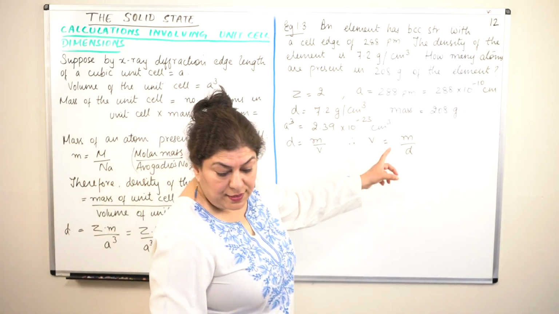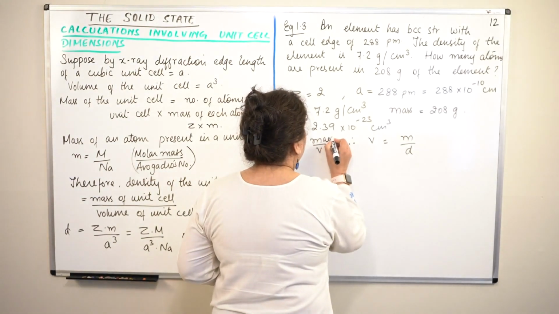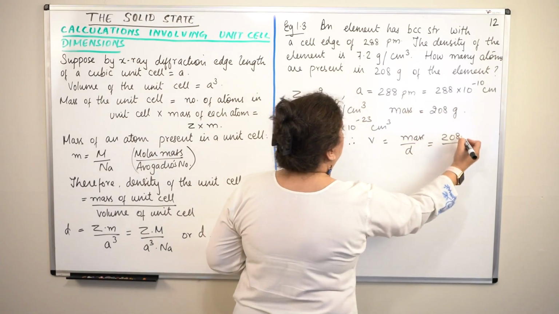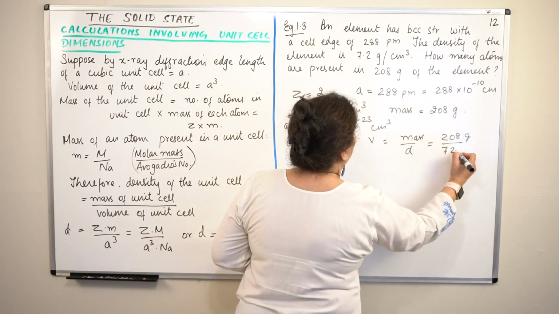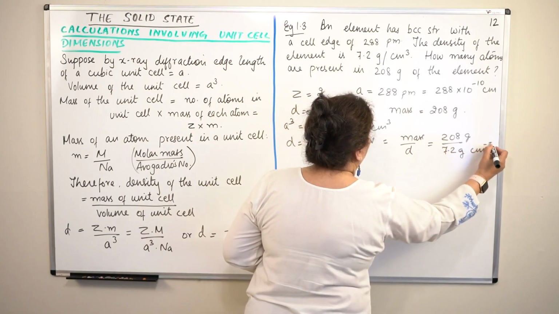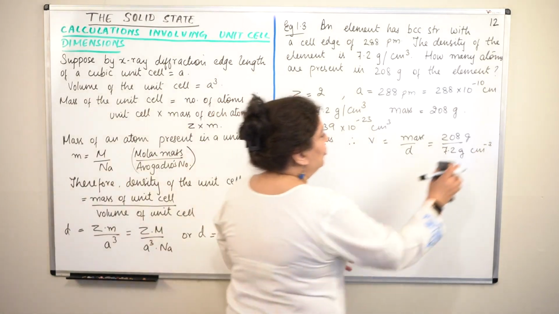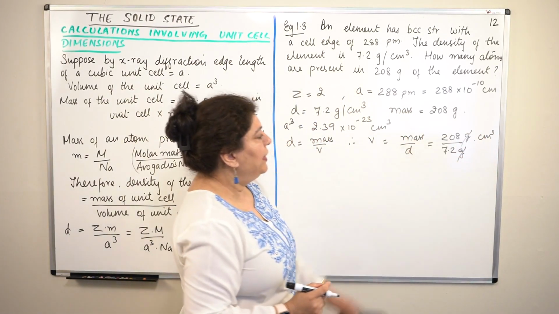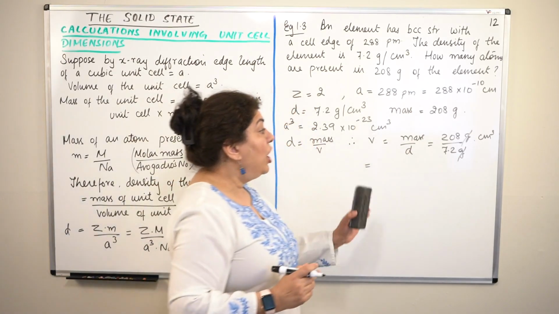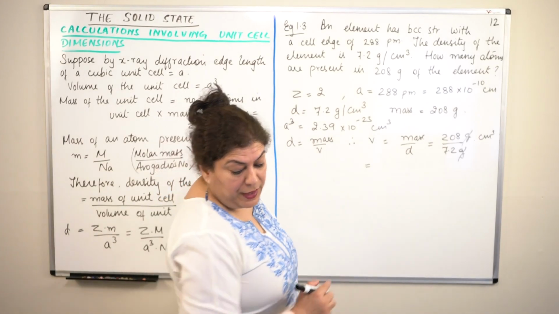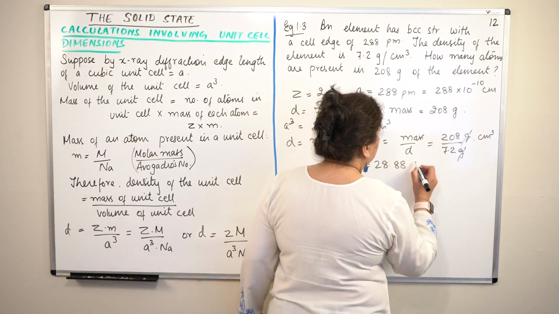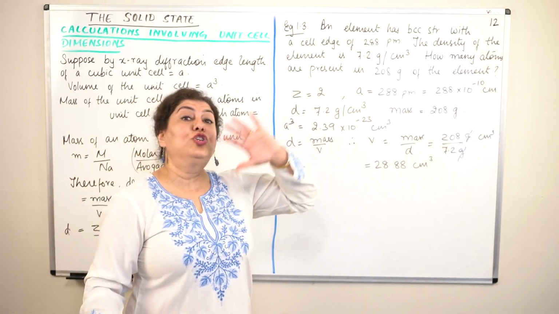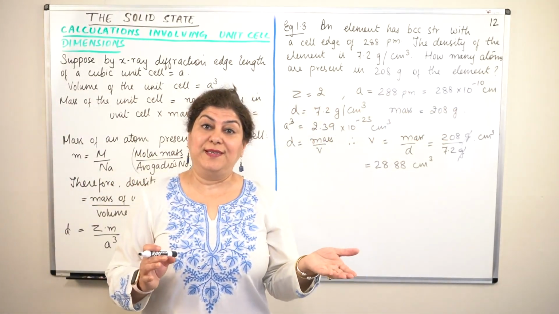So how would you calculate the mass that is given? This is this mass, not the mass of one atom. The mass is 208 grams, and the density given to us is 7.2 grams per centimeter cube. So centimeter cube and gram will get cancelled. 208 upon 7.2 will give you the volume of the substance. The volume would be 28.88 centimeter cube. This is the total volume of 208 grams of the substance.